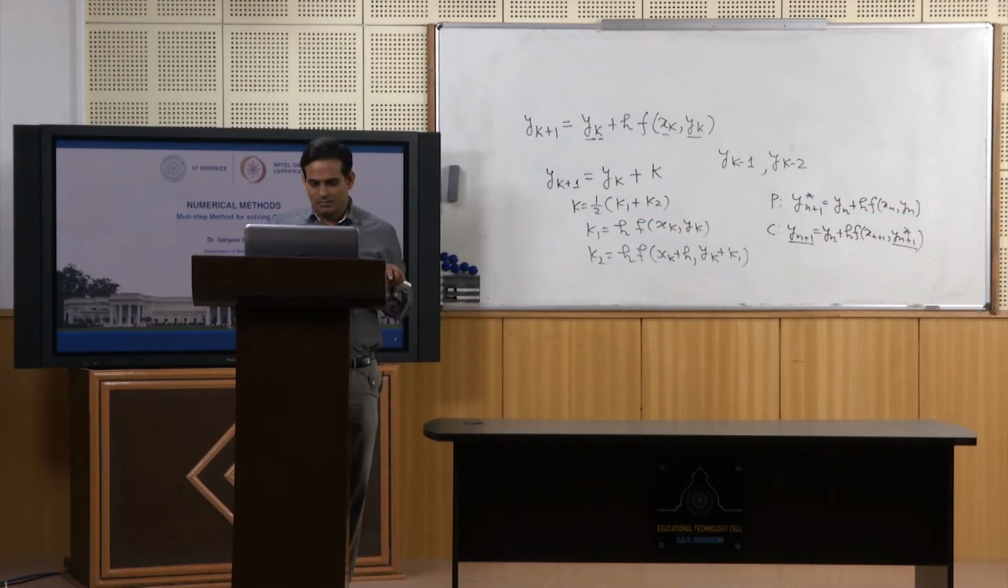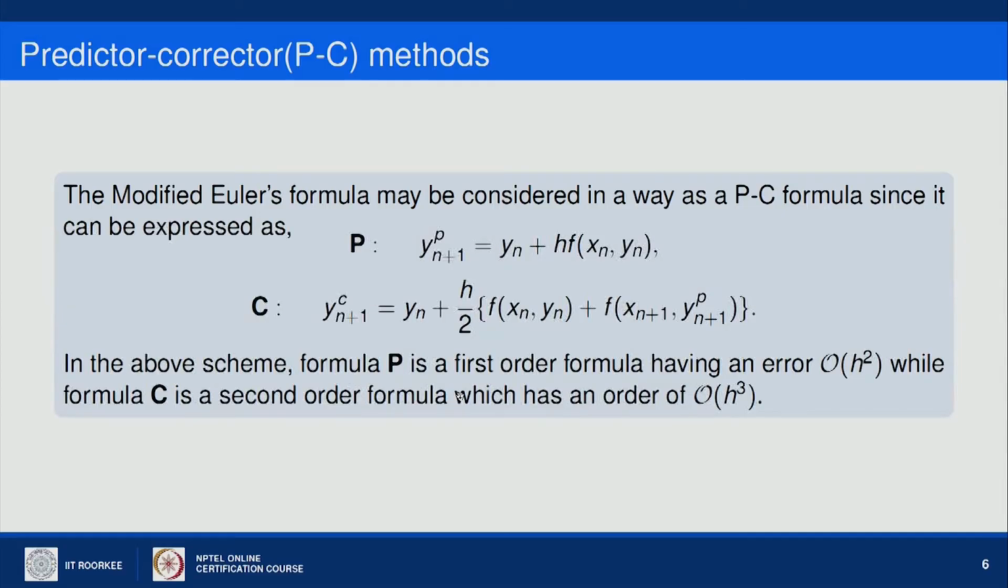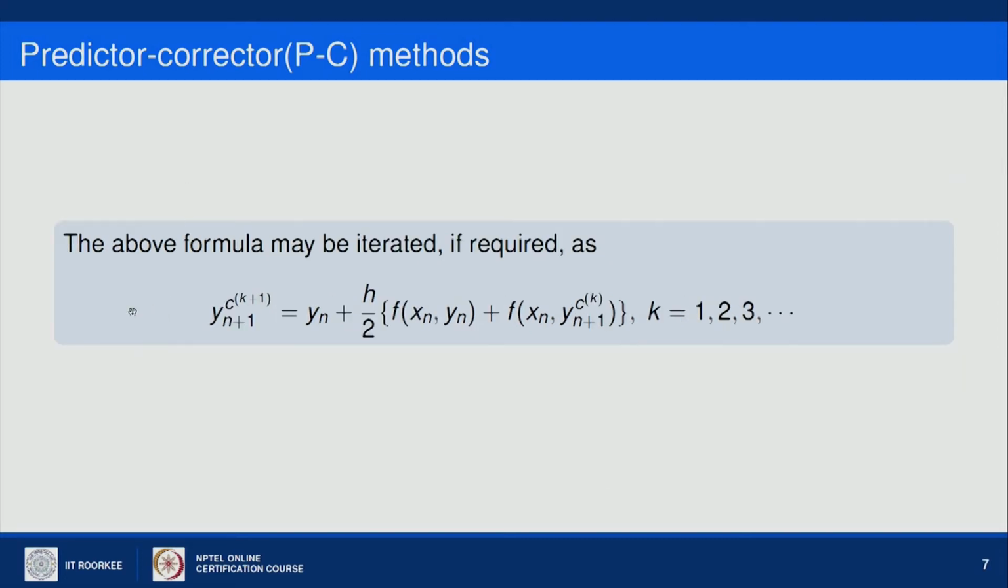In the above scheme, the formula p is a first order formula having an error of order h squared, while formula c, that is the corrector, is a second order formula which has an error of order h cube. So, the above formula may be treated, if required, as y n plus 1 c, k plus 1 equals y n plus h by 2 times f of x n, y n plus f of x n plus 1, y n plus 1 c, k, where k equals 1, 2, 3. So, you can iterate again and again.